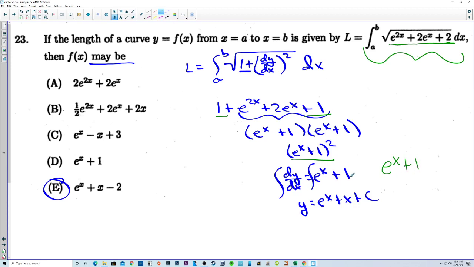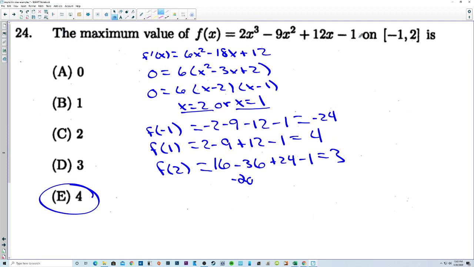Well, if we integrate e to the x plus 1, we get e to the x plus x, and then plus some constant. So what we're really looking for is, do they have e to the x plus x? Now, if they have 2 different constants, we wouldn't be able to answer this problem. But the only answer that has e to the x plus x is letter E. And then it wouldn't even matter what the constant is because we would take the derivative of that and then we would find the length from there.